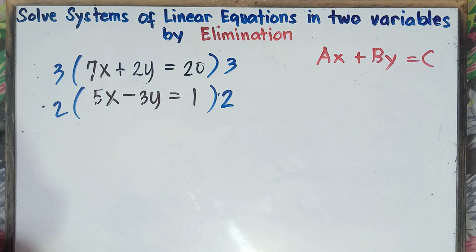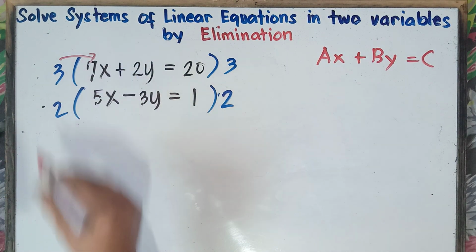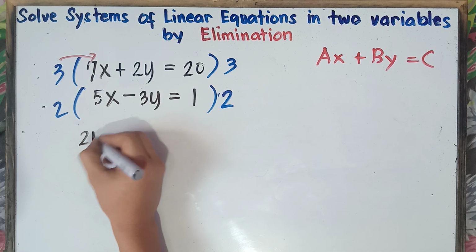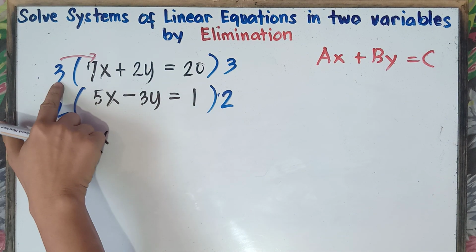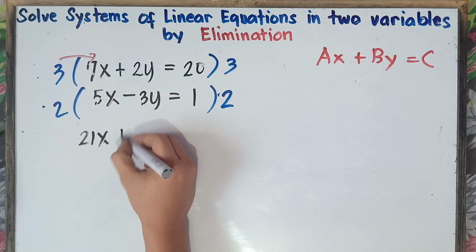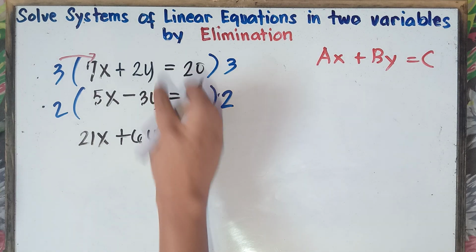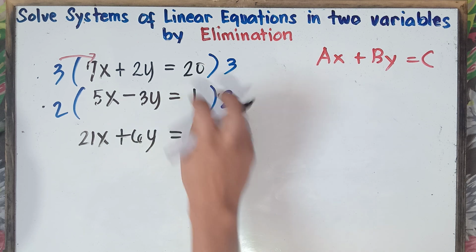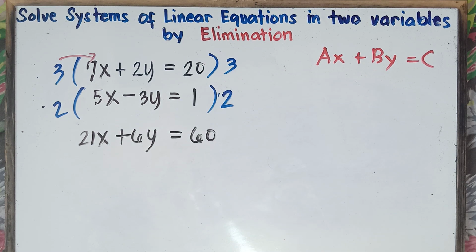Alright, so simply apply the distributive property. 3 times 7x, that would be positive 21x. 3 times positive 2y, that would be positive 6y. Copy the equals sign. Do not forget, class, to multiply on the right side. 3 times 20, that would be 60.